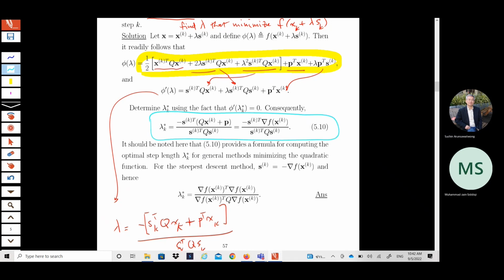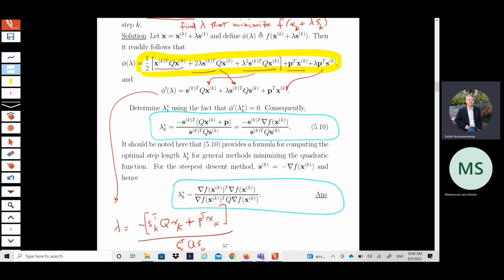Okay, for a method that has the search vector sk, with the steepest descent we know that sk is equal to minus grad f(xk). Then we substitute this into the formula 5.10, and we have the answer. The final answer is here. This is the final answer for the steepest descent method.